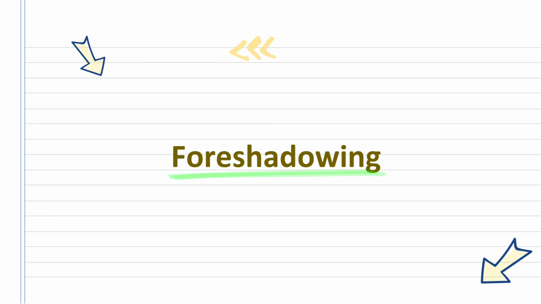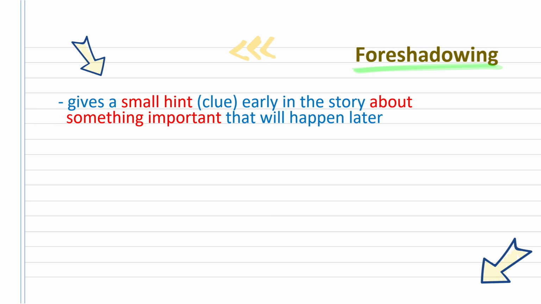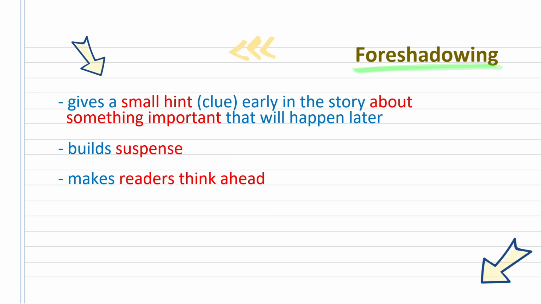Next is foreshadowing, or pagpapahiwatig o clue. Foreshadowing gives a small clue early in the story about something important that will happen later. It builds suspense and makes readers think ahead.